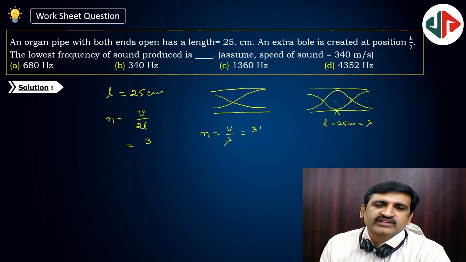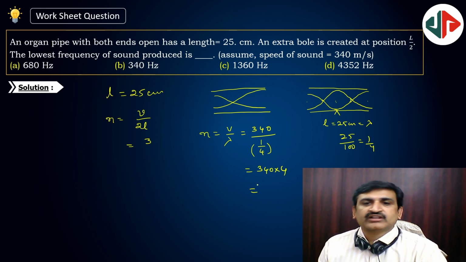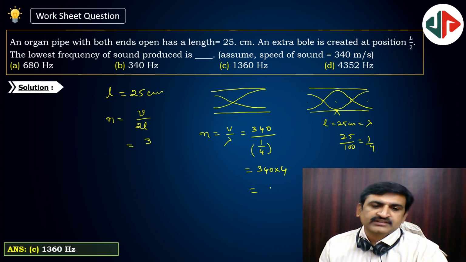V is equal to 340 meters and lambda is 25 centimeters by 100. 25 by 100 will be 1 by 4. Lambda is 1 by 4, so 4 will be multiplied. 340 into 4, so around 1360 hertz. Yes.